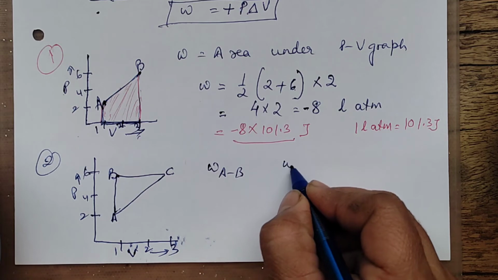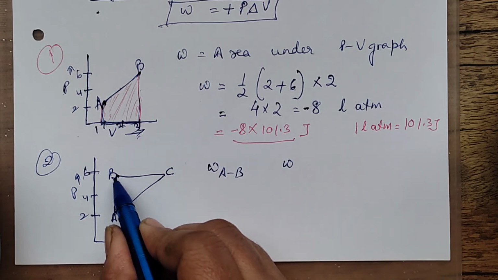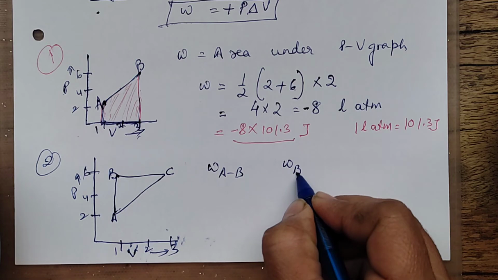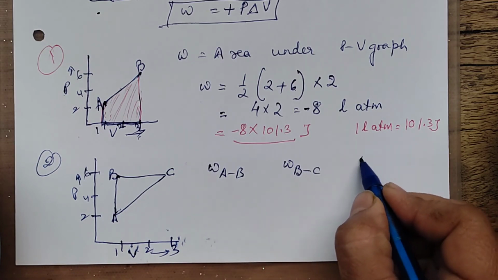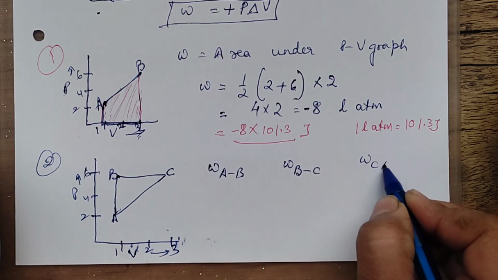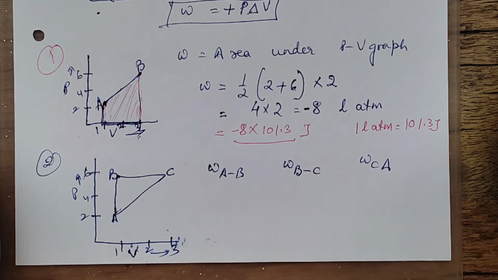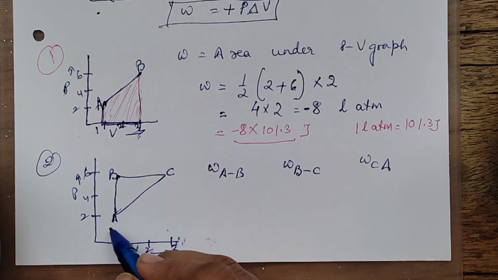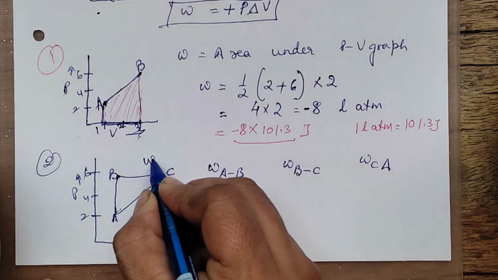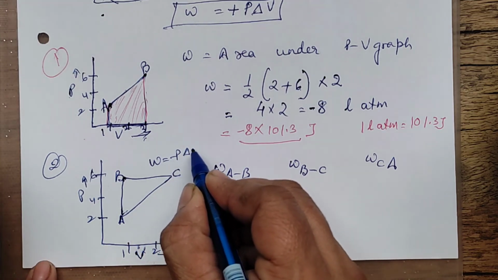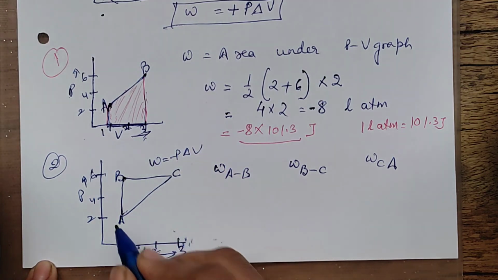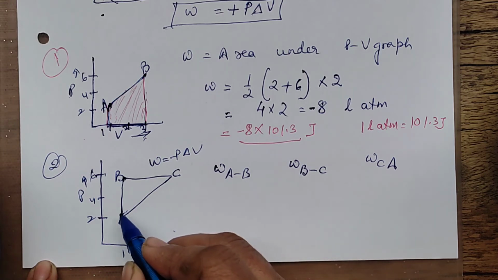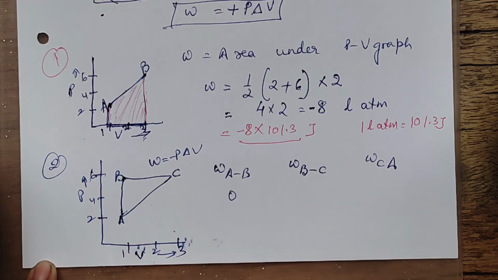Second, they have asked for the work done in moving the object from B to C, or the work done in moving the object from C to A. Okay, so how are you going to calculate? Work done in moving the object from A to B: there is no change in the volume. When there is no change in the volume, we know the work done formula is equal to minus P delta V. No change in the volume means there is no work done. In this case, in moving the object from A to B, the work done is 0.